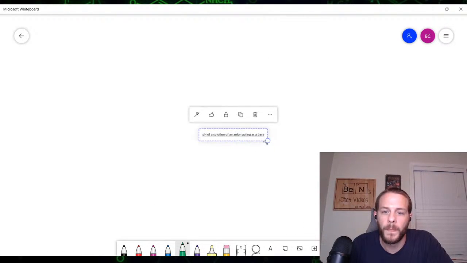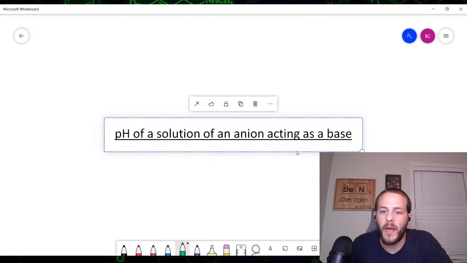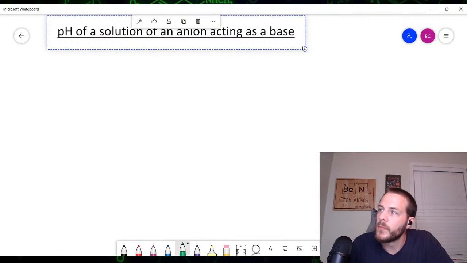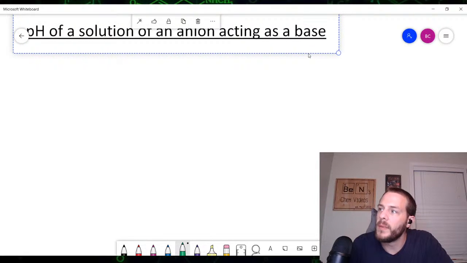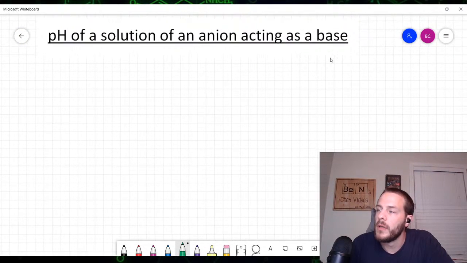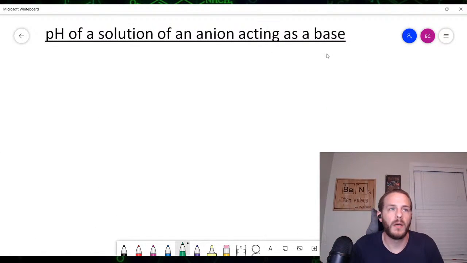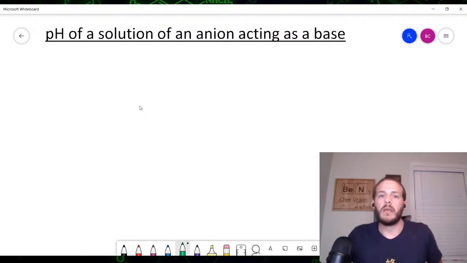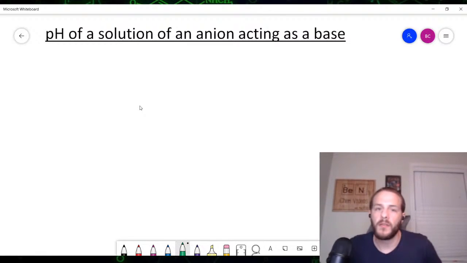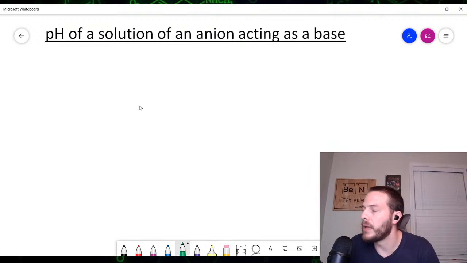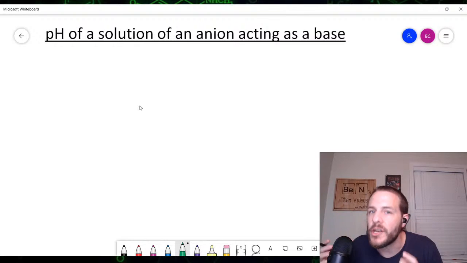So okay, we understand that an anion is going to be either weakly basic or pH neutral, depending on the strength of the conjugate acid of that anion. So now, what if we wanted to get more specific? In other words, what if we wanted to numerically quantify the acidity or basicity of a solution containing an anion acting as a base? What if I wanted to find the pH of a solution with an anion in it that's acting as a base?